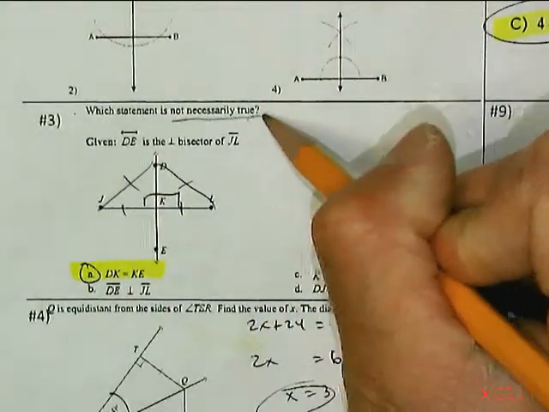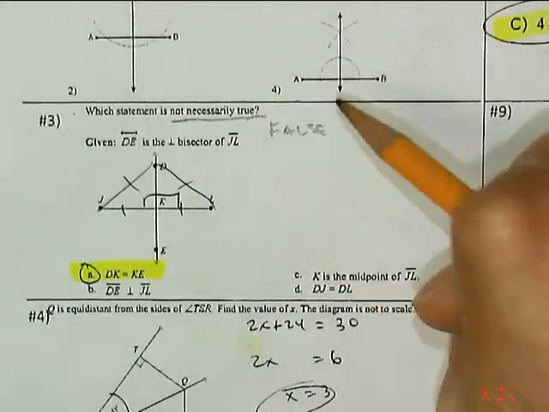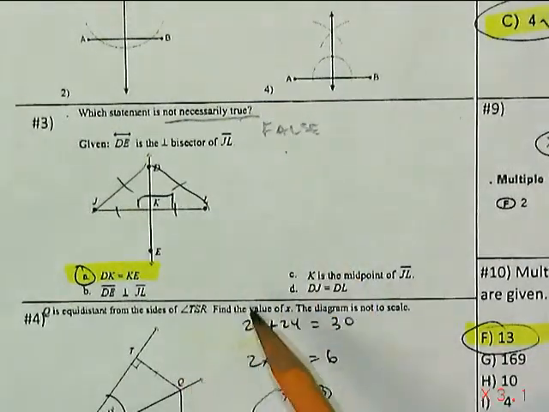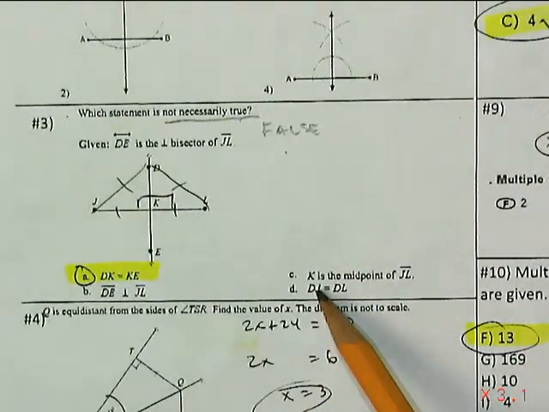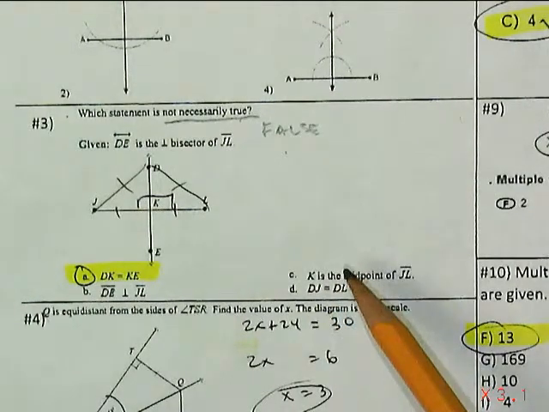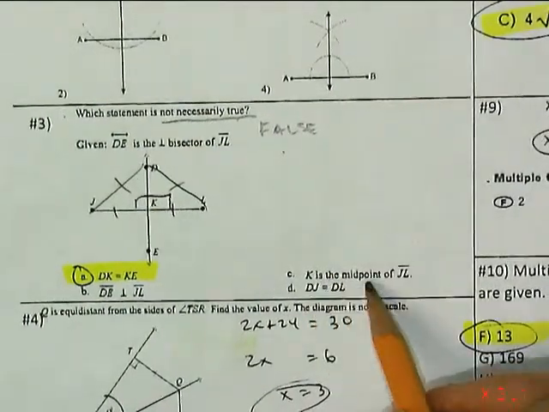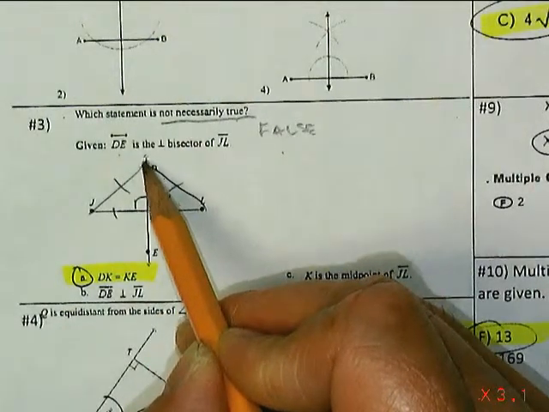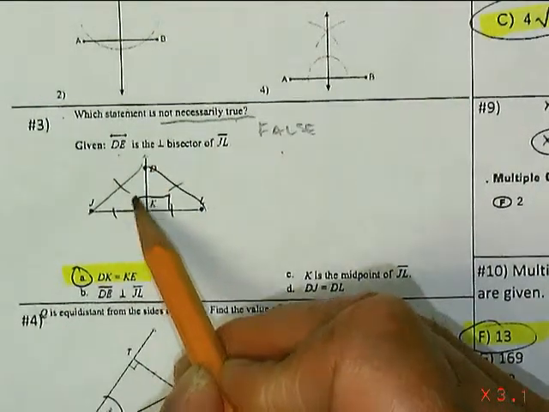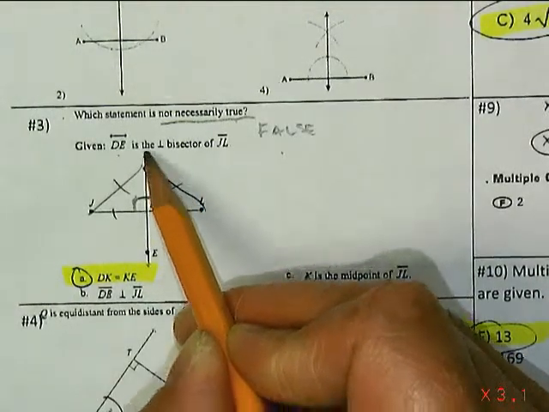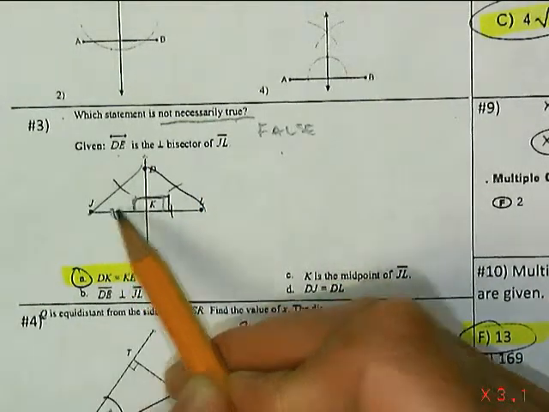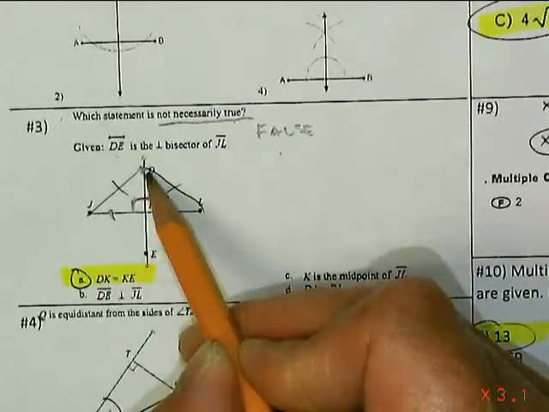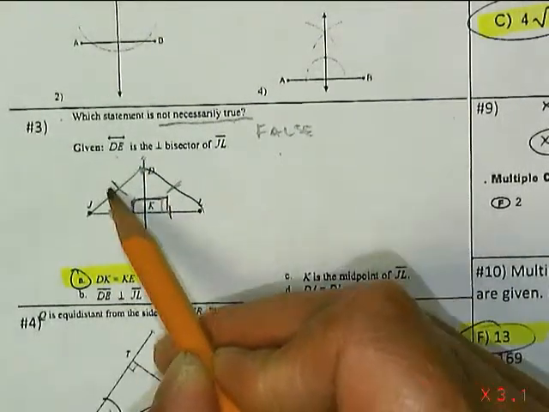So not true means false. So we're looking for the statement that's false. Notice how you should be able to go through all three other multiple choices and realize those are true, so that the last one is false. K is the midpoint of JL. So if I know that DE is the perpendicular bisector, perpendicular means right angles. It's also a bisector, which means K is the midpoint. These sides are congruent, which means that D is on the perpendicular bisector, which means it's equidistant to the endpoints.